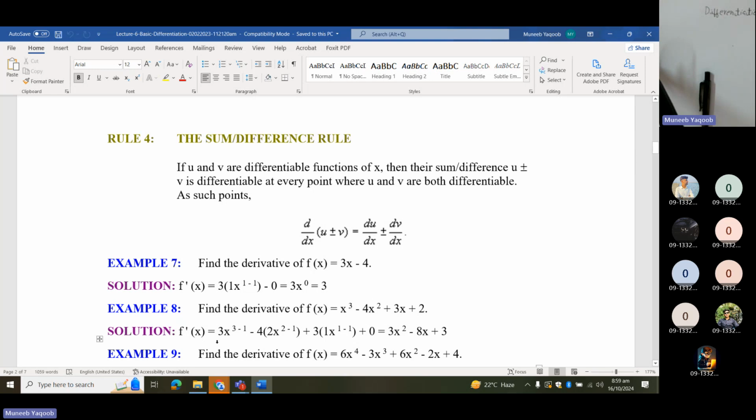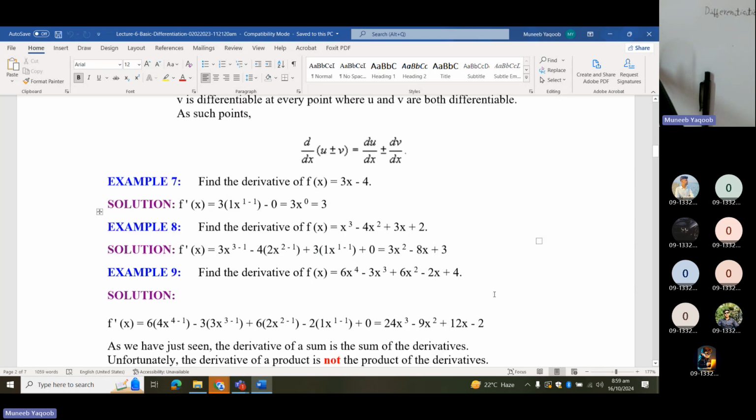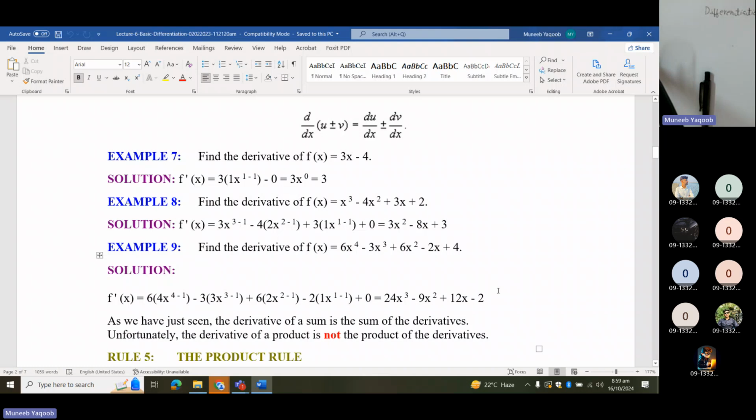So now we will add all of these derivatives. So the final answer would be 3x squared minus 8x plus 3. Similarly, in example number 9, there are five terms: 6 into x power 4 minus 3x cubed plus 6x squared minus 2x plus 4. So again we will calculate the derivative of each term turn by turn, and then we will add those derivatives to find the overall derivative of the function f of x.